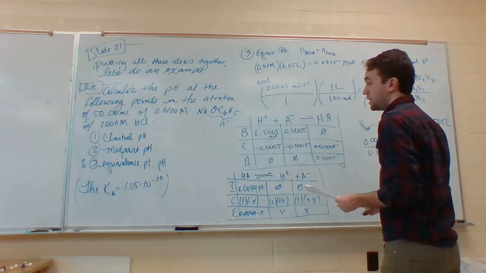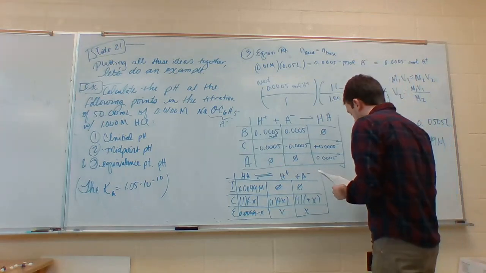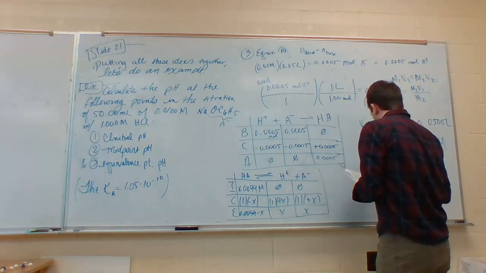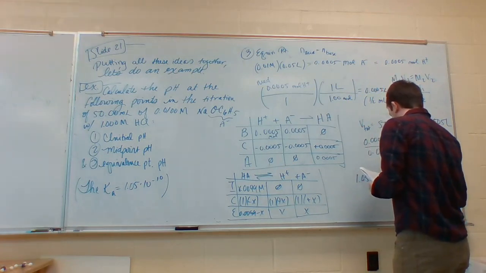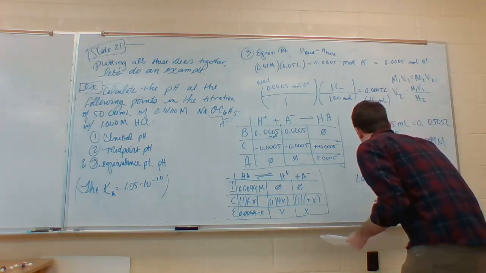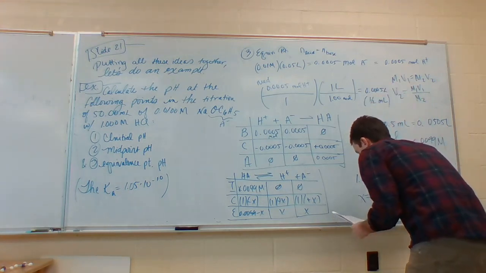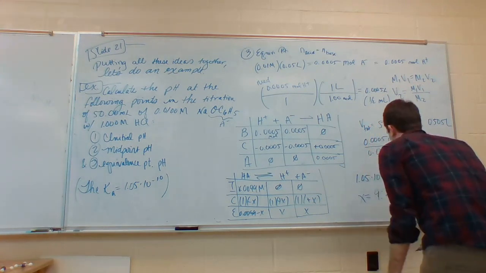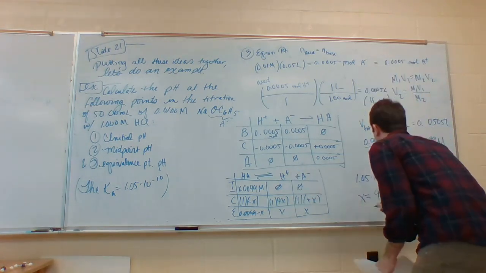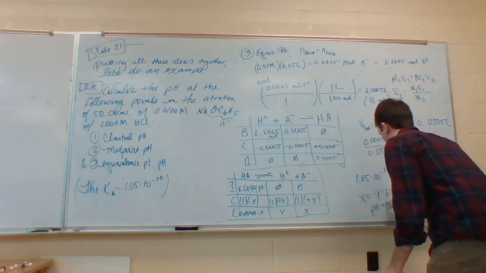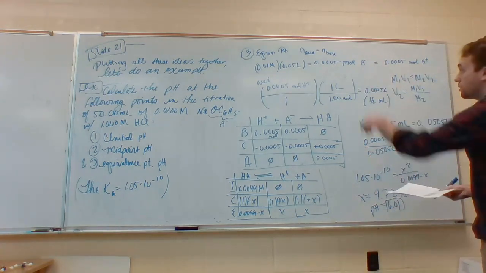And that would correspond to our Ka, right? So we have 1.05 times 10 to the negative 10 is equal to x squared over 0.0099 minus x. I recommend using your quadratic formula for this one. X is equal to 9.72 times 10 to the negative 7th. X corresponds to our H plus, which means that our pH is equal to 6.01 at our equivalence point.